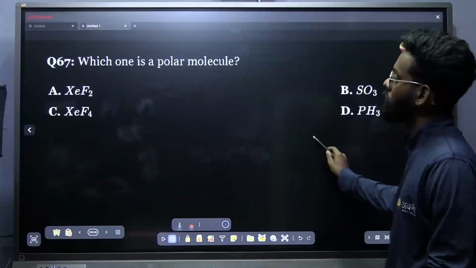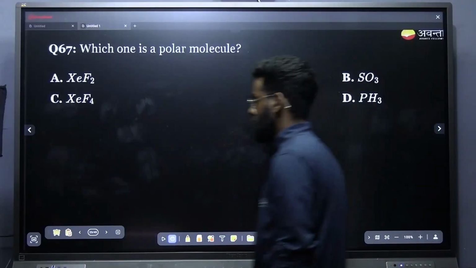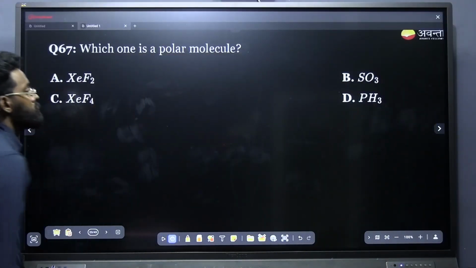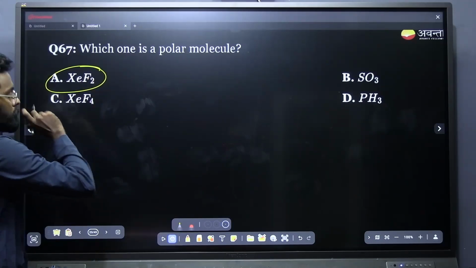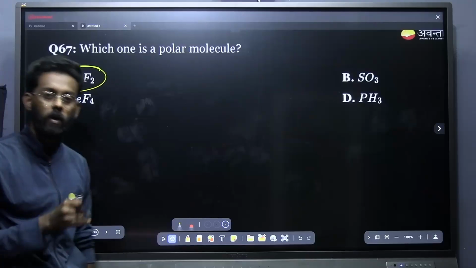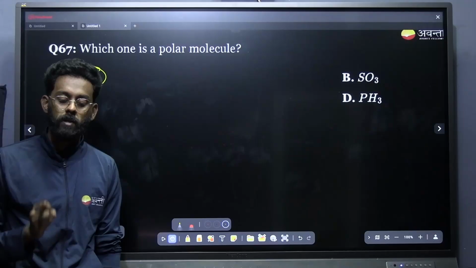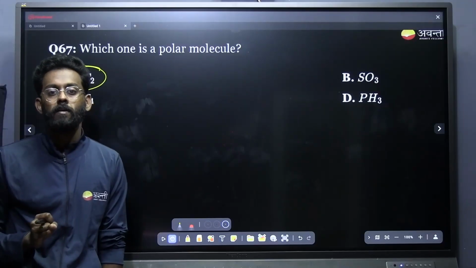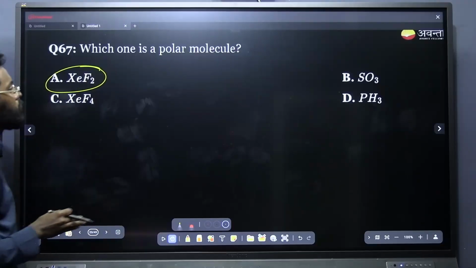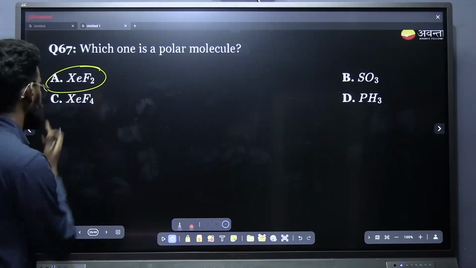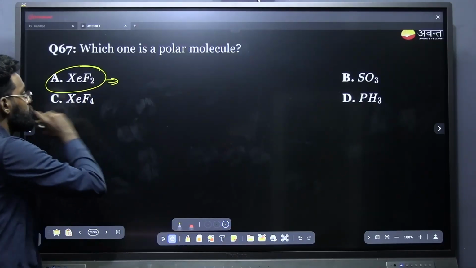Which is a polar molecule? Another easy question. Which of the following is a polar molecule? This I have mentioned in the chemical bonding class. XeF2. How to find out whether it is polar or non-polar? Same surrounding atom, there is no lone pair, and if there is symmetry, then there is non-polarity. Here first of all find out the structure or shape of this XeF2.